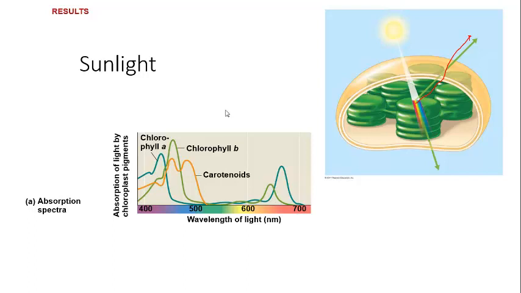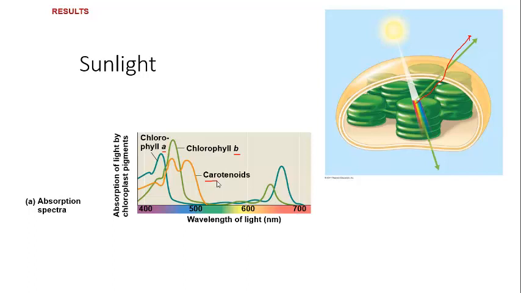Here you see the absorption spectrum of a chloroplast. The chloroplast is going to contain numerous photosynthetic pigments. Pigments are molecules that absorb very specific wavelengths of light. This diagram shows the 3 major pigments. You have chlorophyll A, chlorophyll B, and you have carotenoids. And it shows you the wavelengths that they absorb and the wavelengths that they reflect.